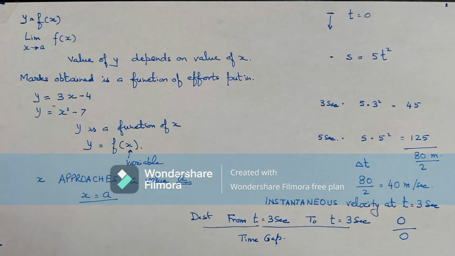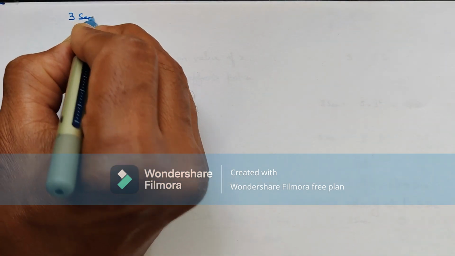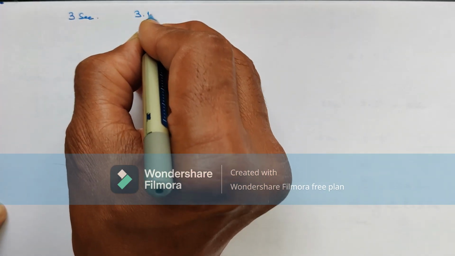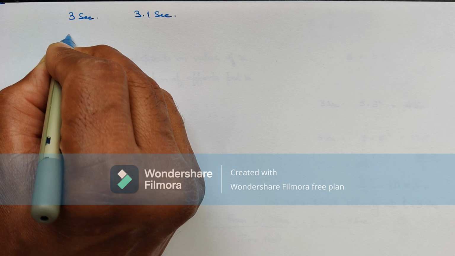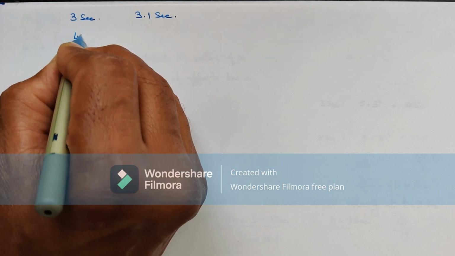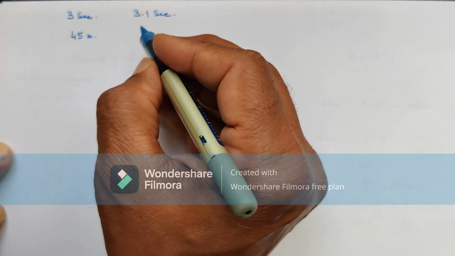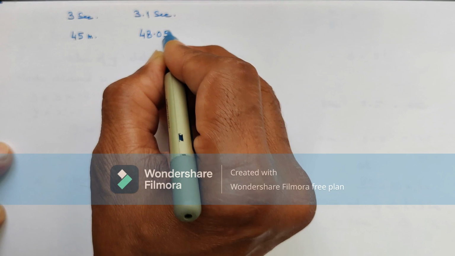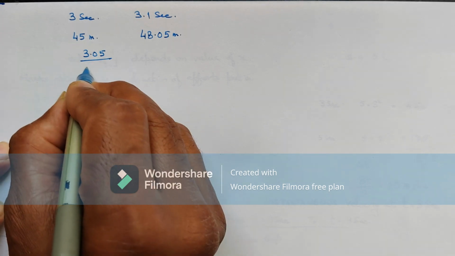So how do I find the instantaneous velocity at 3 seconds? Well, I could say, okay, my first instant I take at 3 seconds, and the second instant I take pretty close to 3 seconds, let's say 3.1 seconds. The distance traveled at 3 seconds is 5t square, 5 nines are 45 meters. The distance traveled at 3.1 seconds, by the same logic, works out to 48.05 meters. The distance traveled is 3.05 and the time duration is 0.1 second.